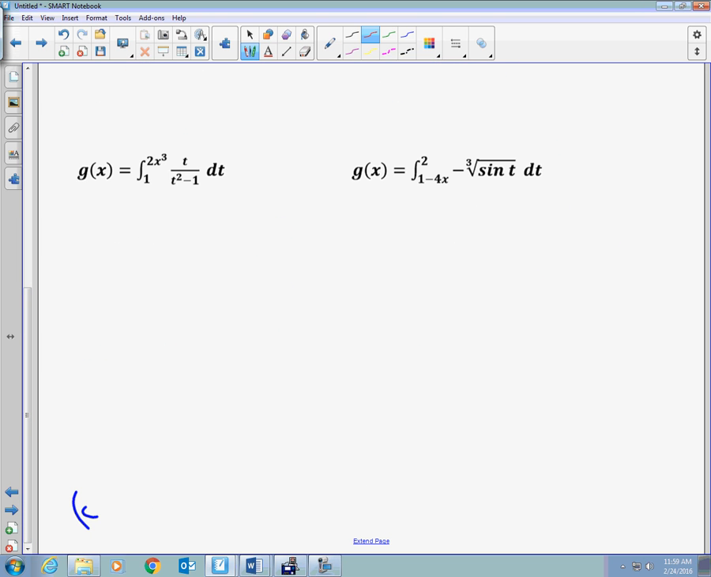Okay, what's different about these last two? Yeah, it's a function that's sitting here. So as you look at this, I'm going to have to now set up the chain rule. So we have the integral from 1 to u of t over t squared minus 1 dt. What's the inside portion? What substitutes for u? 2x cubed.